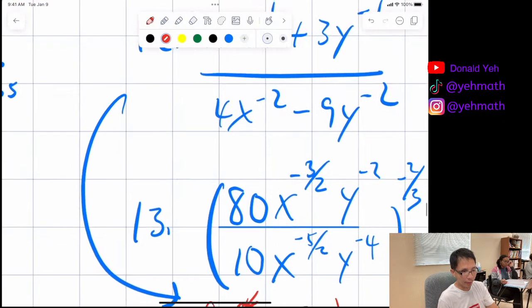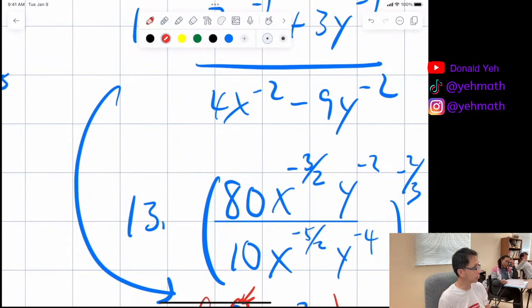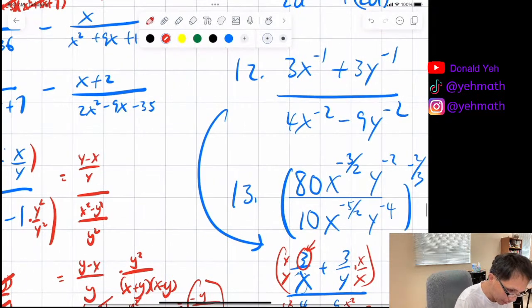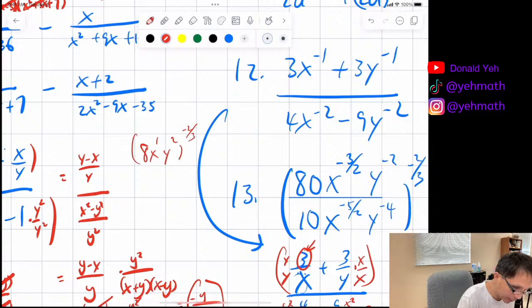And question 30 is also on the test. Hopefully you know how to do that now. Do the order of operations first. Let me make sure you get it right. So that's going to give you 8 x to the 1, y to the 2, over negative 2/3. So everything is negative. So it's x to the negative 2/3, y to the negative 4/3, 8 to the negative 2/3, and that's equal to 4x to the 2/3, y to the 4/3.